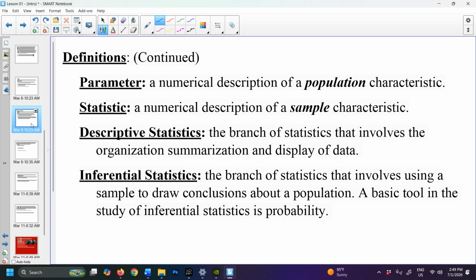Descriptive statistics, the branch of statistics that involves the organization, summarization, and display of data. Inferential statistics, the branch of statistics that involves using a sample to draw conclusions about a population. A basic tool in the study of inferential statistics is probability. And again, inferential, remember, first couple of letters here is infer. It's things that you can infer about the entire population based on a sample when taking all of the data from a sample is either too big or unwieldy.